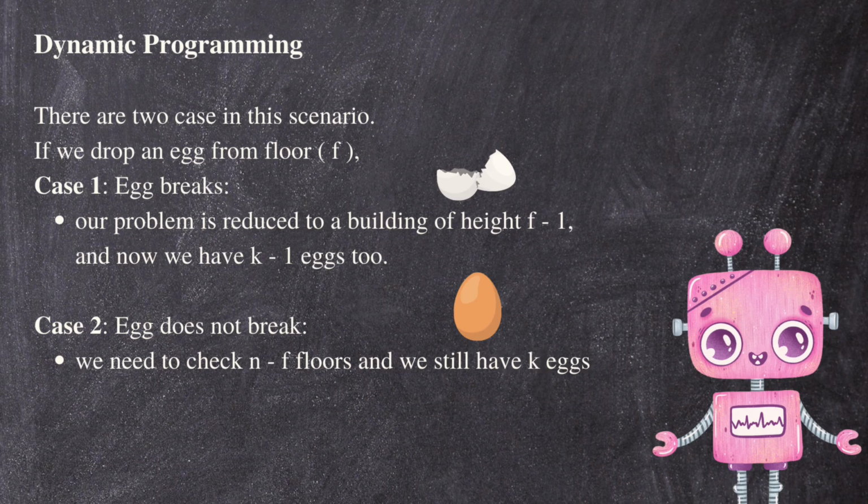Case 2. The egg does not break when dropped from floor F. In this scenario, we need to check the remaining N-F floors above floor F. Importantly, we still have all K eggs available for further tests. So in short, dropping an egg from floor F gives us two outcomes. If it breaks, we reduce our problem to the lower floors with fewer eggs. If it doesn't, we continue testing the higher floors with the same number of eggs.